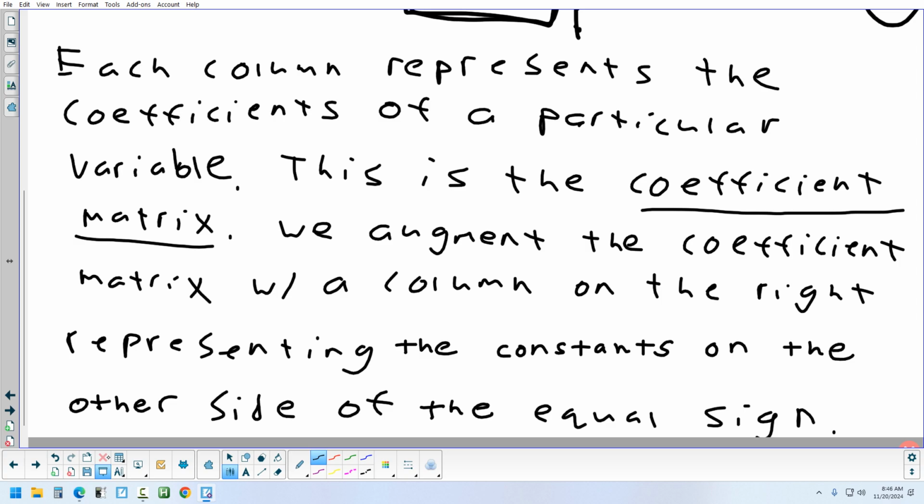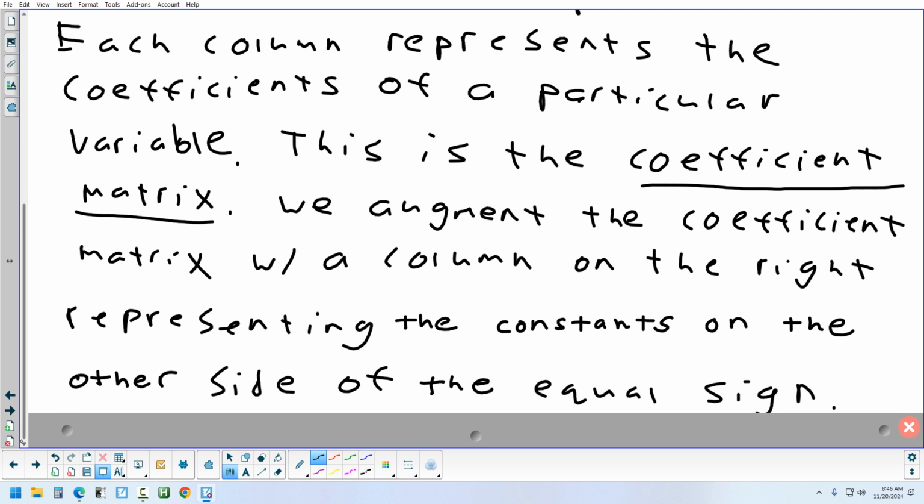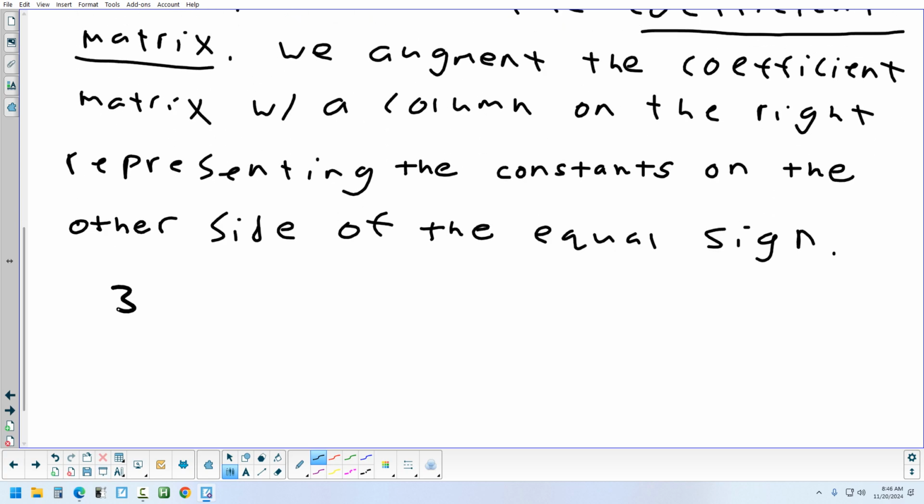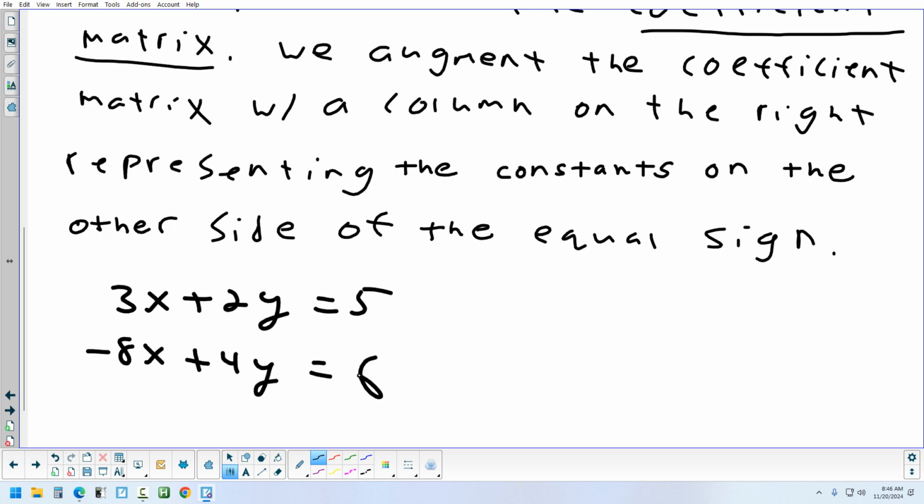So using a matrix to write stuff down is pretty straightforward. Let's just try writing something as a matrix, to make sure we can do it. Let's say I had 3x plus 2y equals 5, and negative 8x plus 4y equals 6. If I was going to write that as a matrix, what would be my top row? What numbers? Yep, 3, 2, 5. We're going to do it just like that. We put 3, 2, put a line, and 5 on the other side. How about my bottom row?